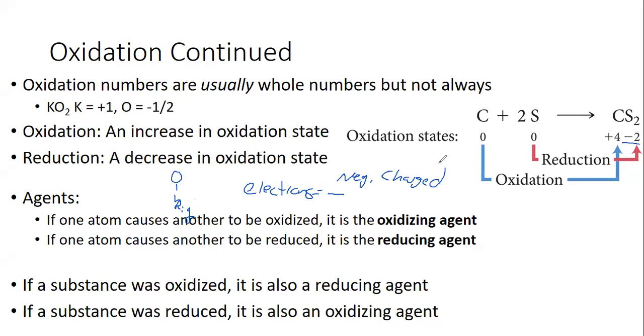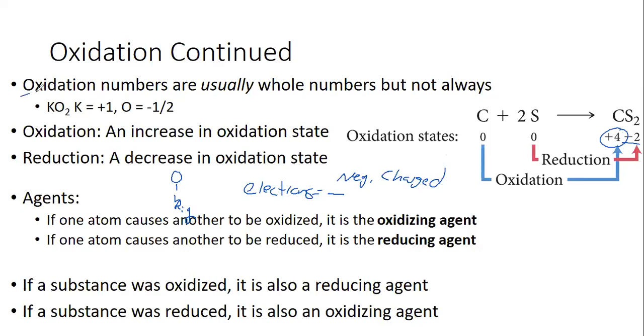And that is a concept that will confuse you. At least historically, that has confused students. So if you're gaining electrons, you become more negative. So you're reduced if your oxidation number decreases. While if you're oxidized, you lose electrons. So if you're oxidized, you become more positive because you're losing something that was negatively charged. All right. So that's what oxidation and reduction are.